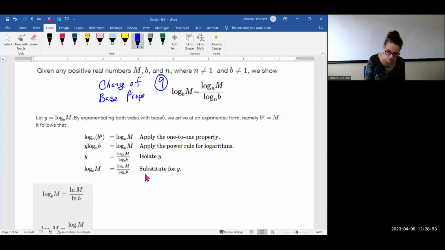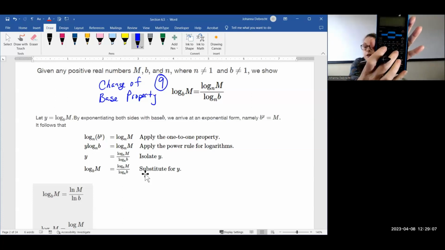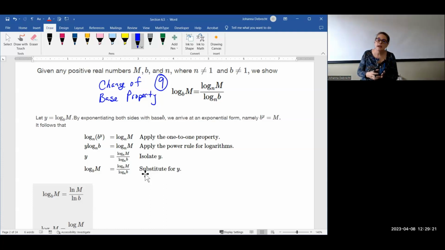Now, why might we want to change a base property? Well, if you're looking at your calculator, there are only 2 logarithms on here. So I'm going to hold it up to the screen and hopefully it is clear enough. Right here under my 3rd finger, you'll see that there's a log key and an ln key. And above those keys, there's an e to the x on the ln key and a 10 to the x on the log key.